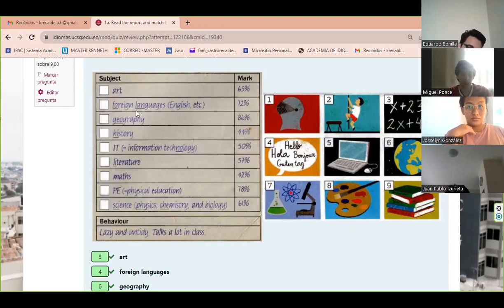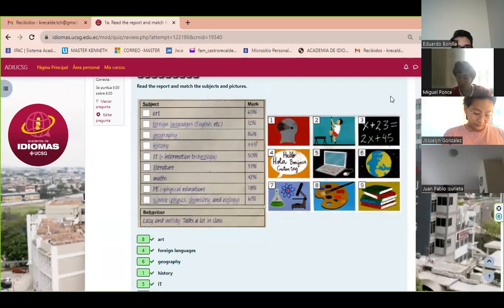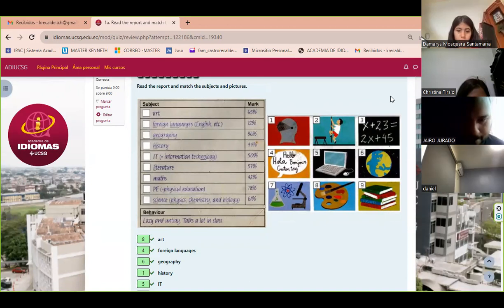Eduardo Bonilla, this one. Biology, perfect. Miguel, the second one. Foreign languages, okay? Very good, Miguel. Jocelyn, the fourth. History. Again, Jocelyn? History. No, listen to me. History. Perfect, Jocelyn, perfect. And Juan Pablo, how do we pronounce this one? Literature. Perfect. Good. Very good. Okay. Very good.